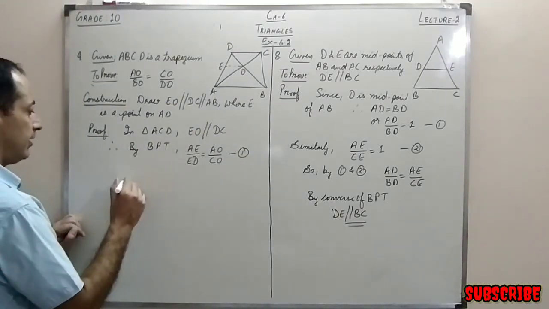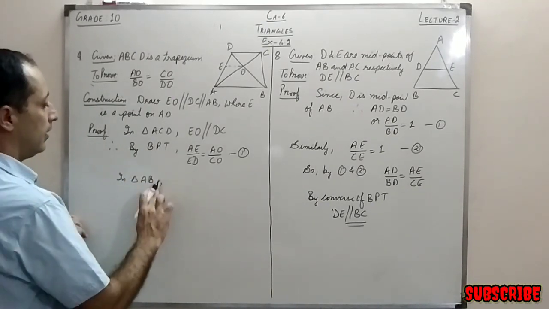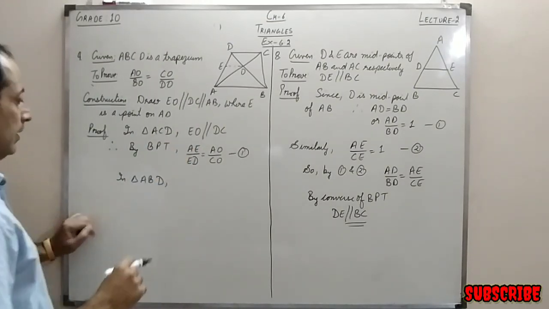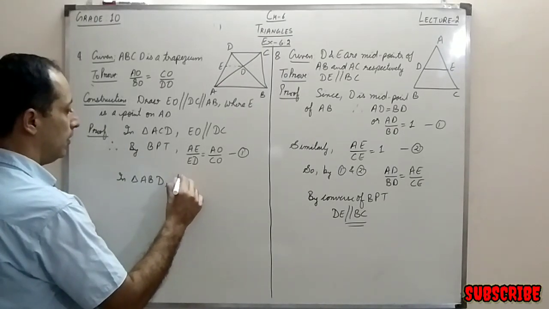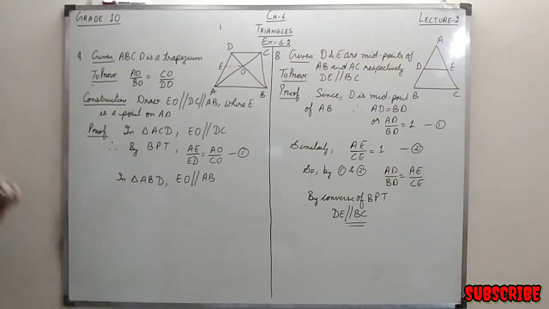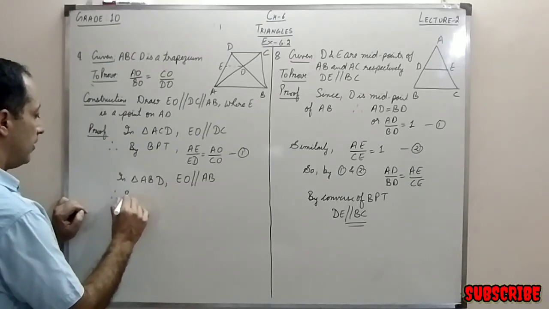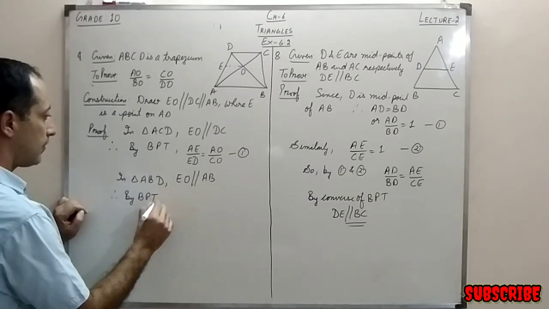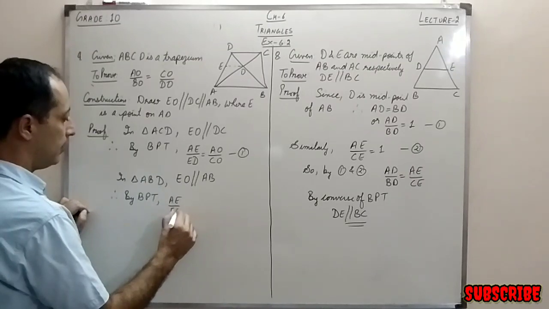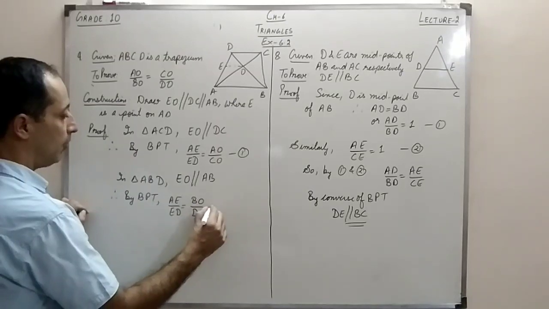Then I take the other triangle, that is triangle ABD. In triangle ABD, if you see what is there, EO is parallel to AB. This is what we have taken from the construction, right? So in triangle ABD, EO is parallel to AB. Again I say, therefore, by PPT, I write AE upon AD is equal to BO upon DO. I put this as 2.